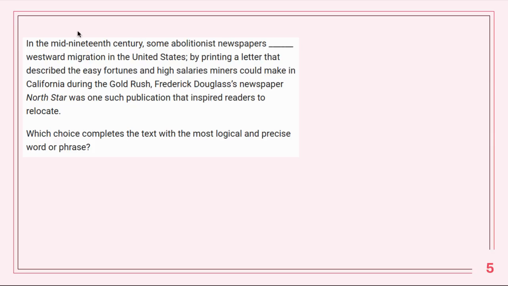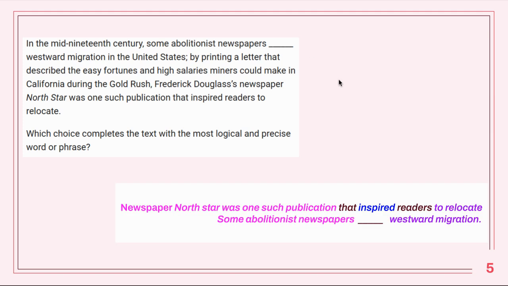So you can see that even though this gap in the first sentence is kind of confusing, the second sentence kind of gives us all the context we need. We're talking really positively about Western migration, so we kind of want a positive word. Another way you can look at this is that the end of the second sentence is almost like the same sentence as the first part. So the newspaper North Star was one such publication, like some abolitionist newspapers that inspired readers to relocate. And here, to relocate means Western migration.